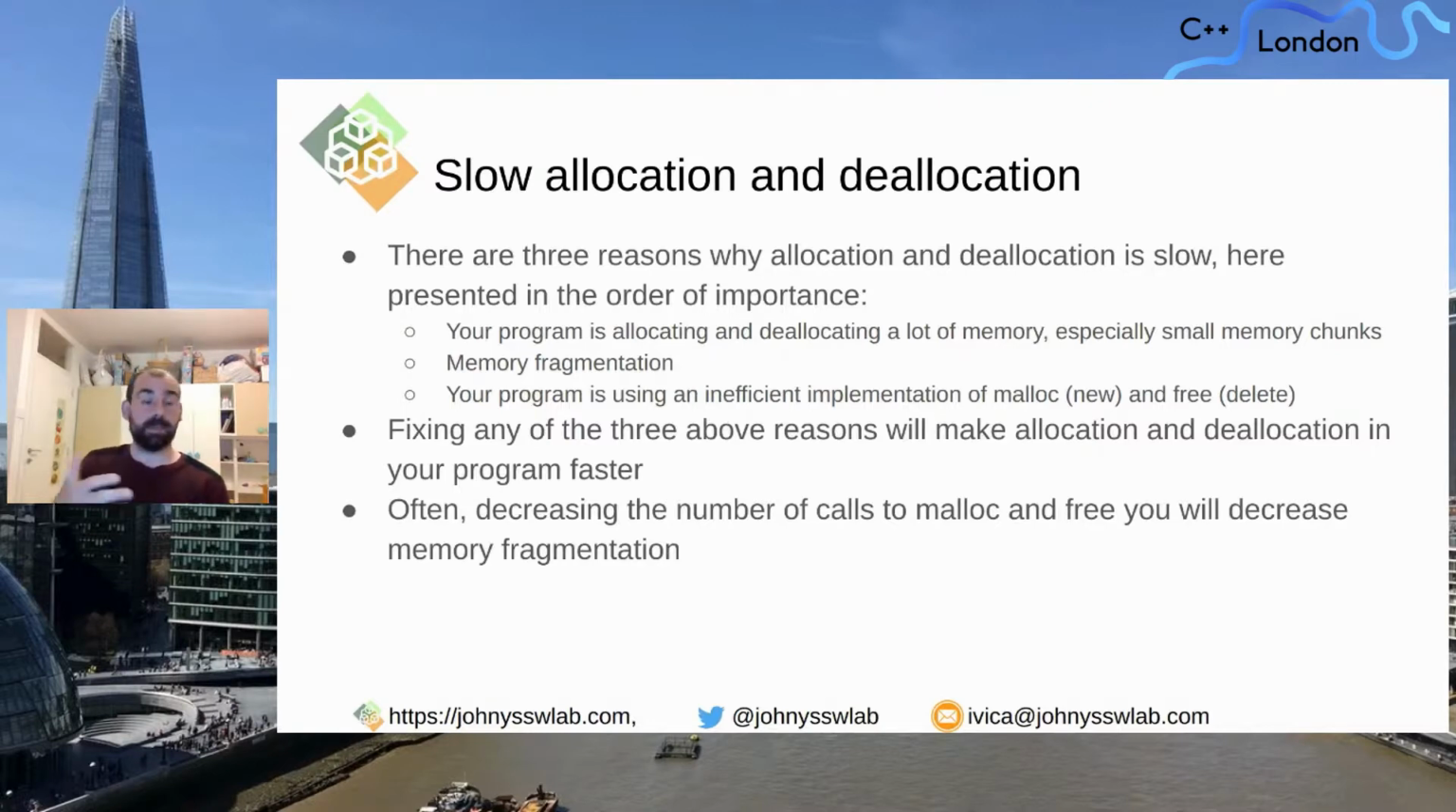The second thing is memory fragmentation that we just covered. The third one is that your program is using an inefficient implementation of malloc and free. The system allocator is not efficient enough. If you fix any of the three above reasons, this will make allocation and deallocation in your program faster. Often, if you decrease the number of calls to malloc and free, automatically this means less memory fragmentation and your program can work faster and can work faster for a long time.